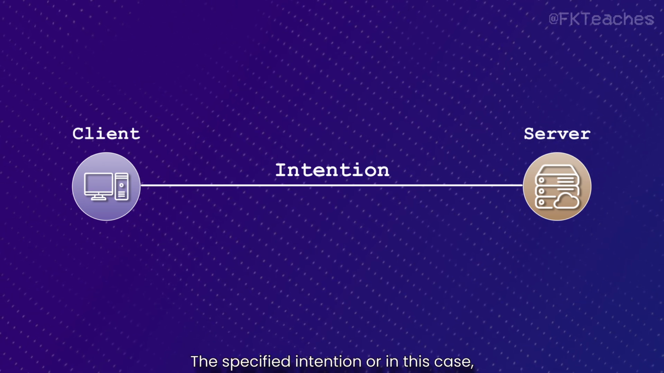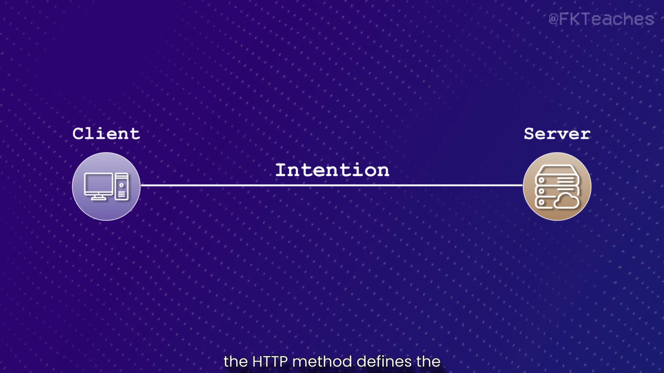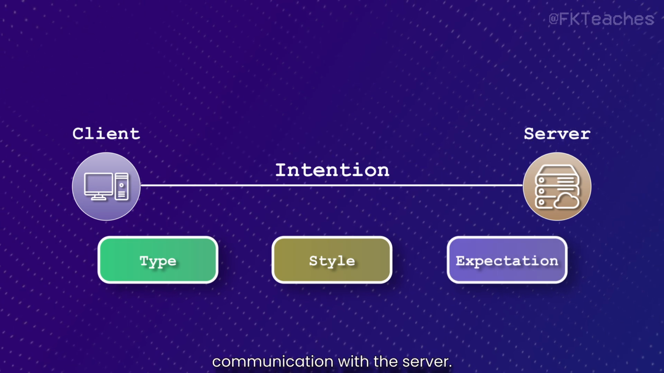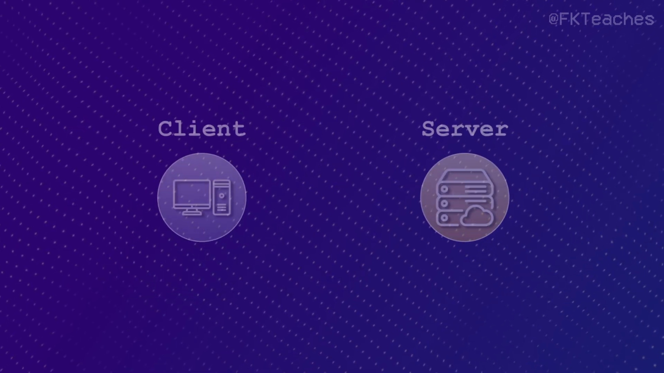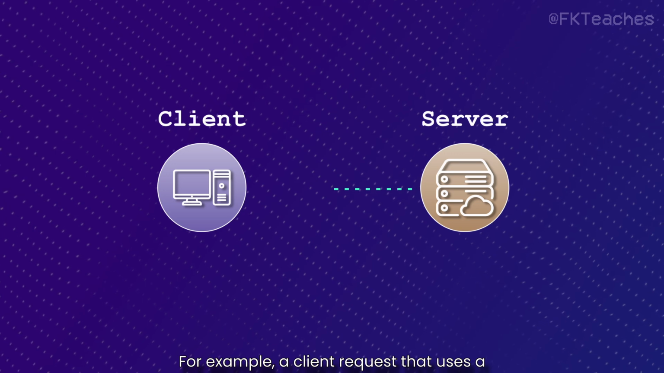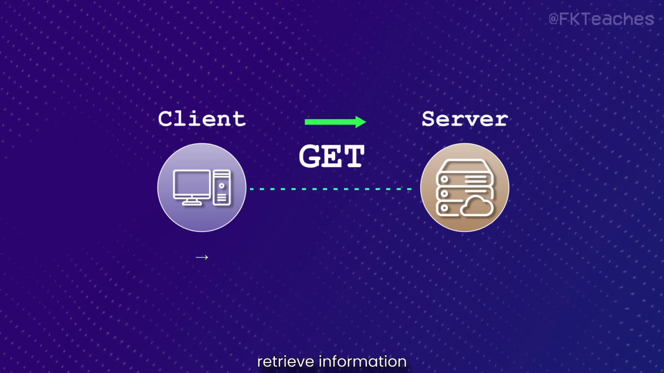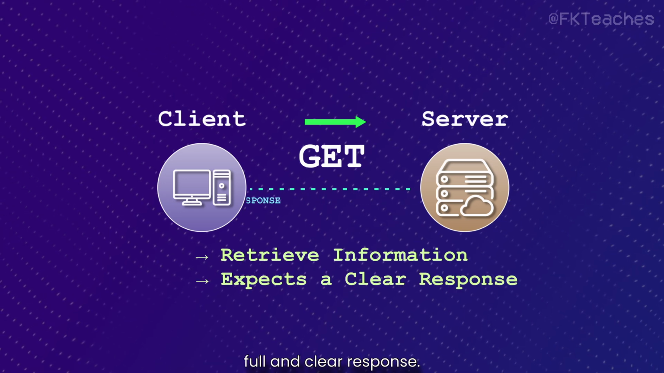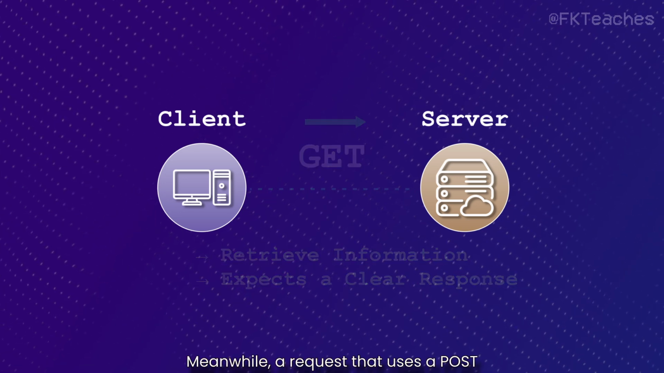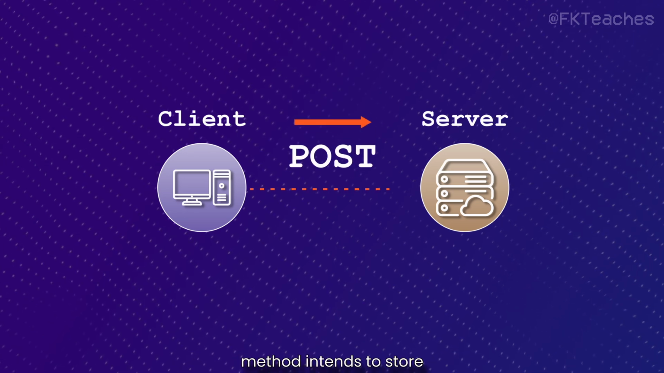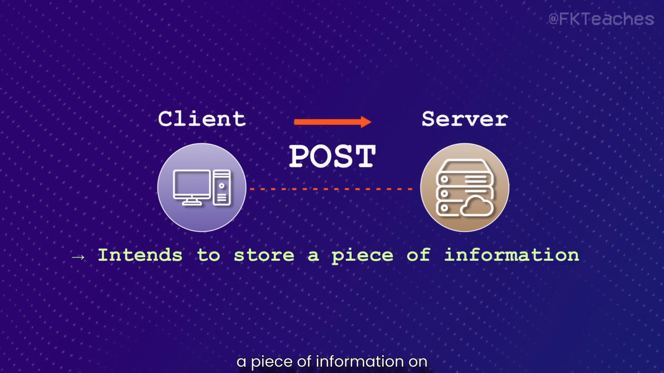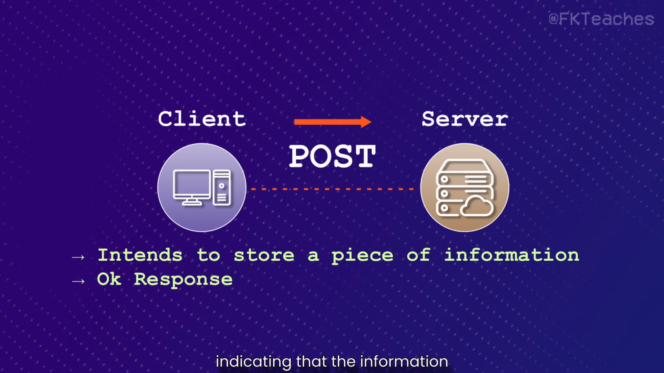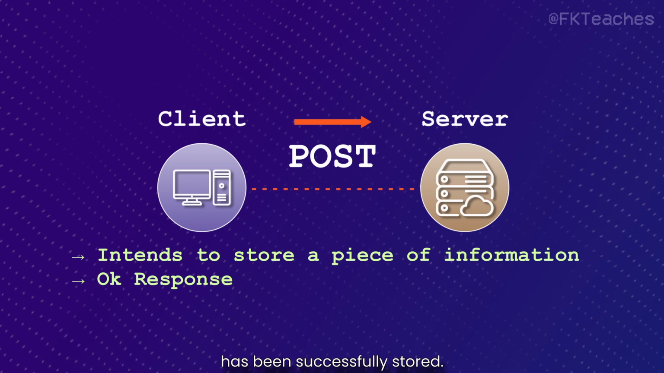The specified intention, or in this case, the HTTP method, defines the type, style, and expectations of the client's communication with the server. For example, a client request that uses a GET method intends to retrieve information from the server, and thus always expects a full and clear response. Meanwhile, a request that uses a POST method intends to store a piece of information on the server and is fine with just getting a simple OK, indicating that the information has been successfully stored.